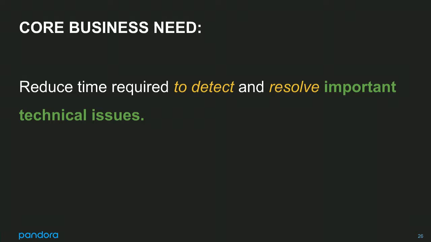Really, in terms of what we were getting out of anomaly detection, immediately the core business need is to detect and resolve important technical issues and do it in as little time as possible. We're all about reducing the time required to detect issues, and then also to ultimately take the steps necessary to resolve them.